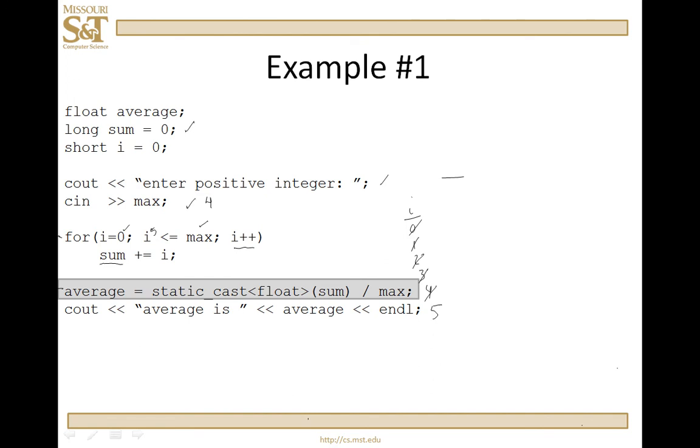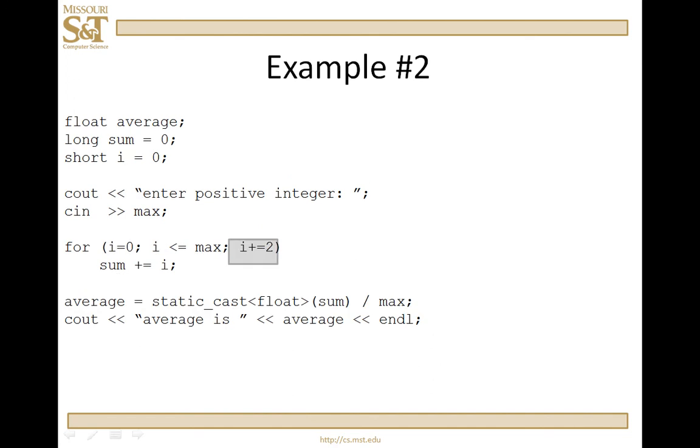Notice then I'm going to assign to average, which is a floating point value, the sum divided by max. Note these are both integers. This is an int, this is an int. If I did not static cast as a float either one of those, the numerator or the denominator, I'm going to end up with a truncated value for the average. And then, of course, last but not least, I have an output statement stating what my average is.